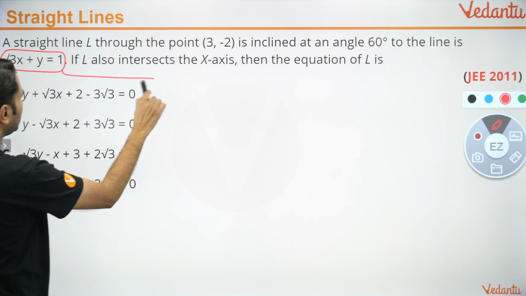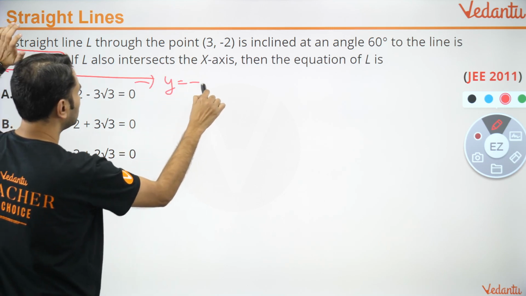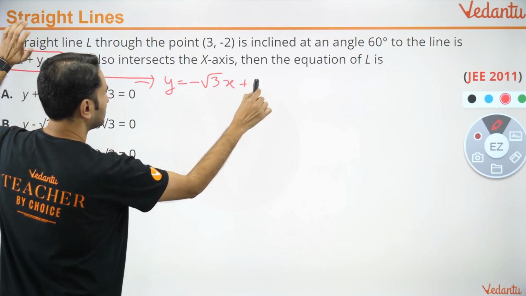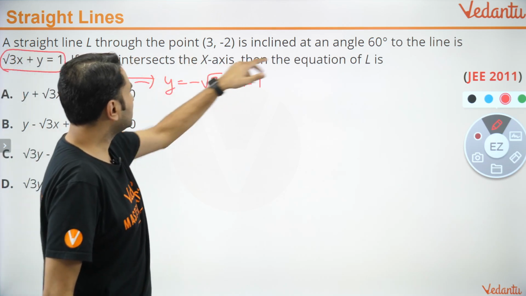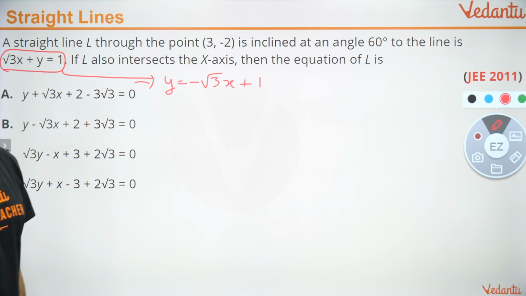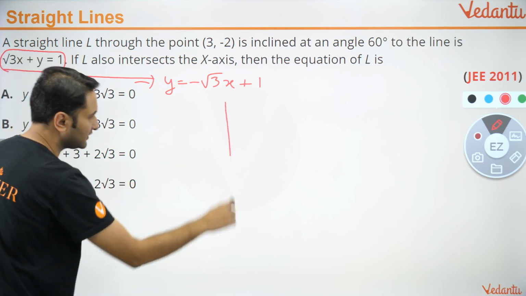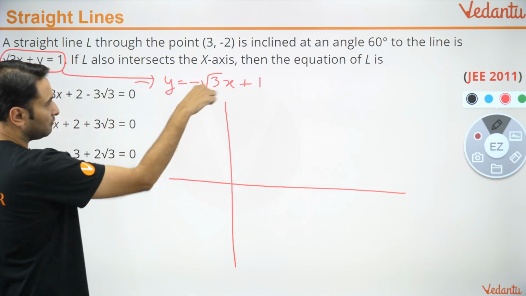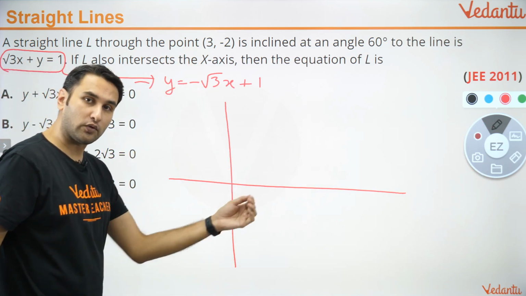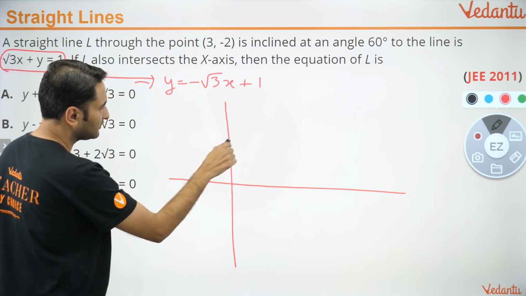This line can be visualized as y is equal to mx plus c. You can make this line. Also intersects x-axis, then the equation of L. अच्छा. So what it says, first of all it says this, that there is a straight line which is minus root 3. तो स्लोप कितना हो गया? 120 degrees, right? So this is the line.